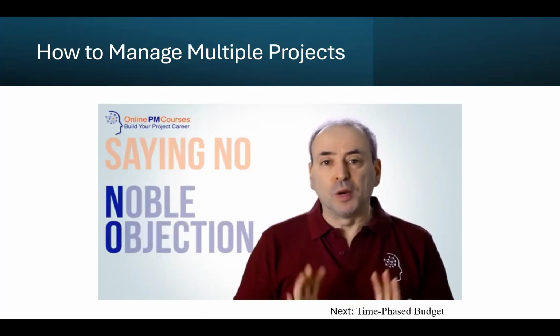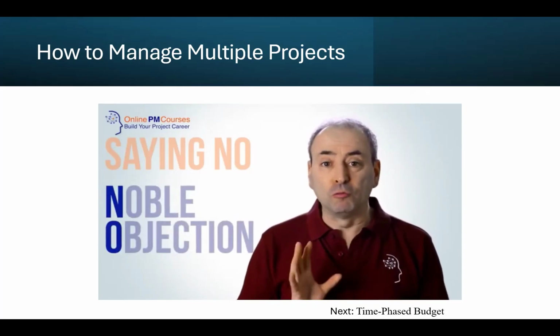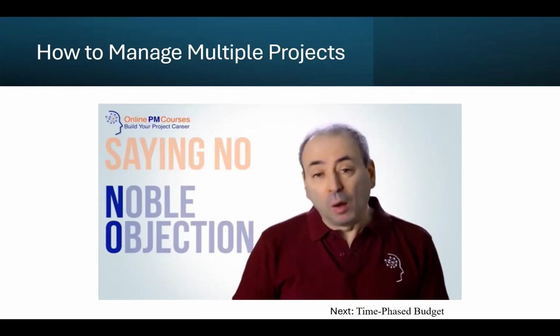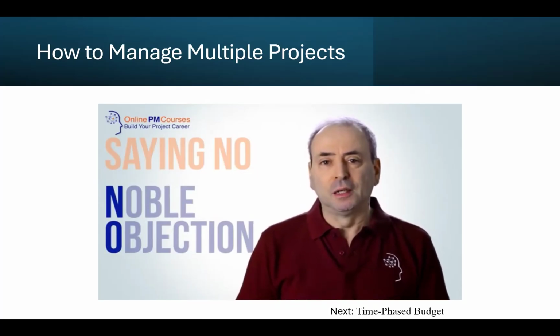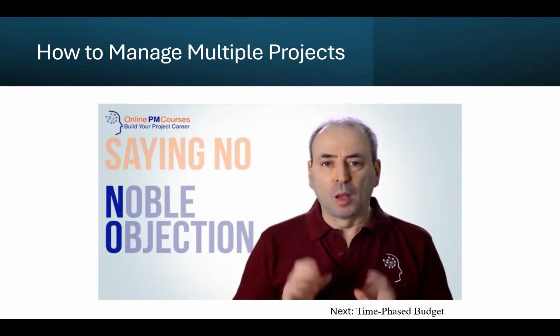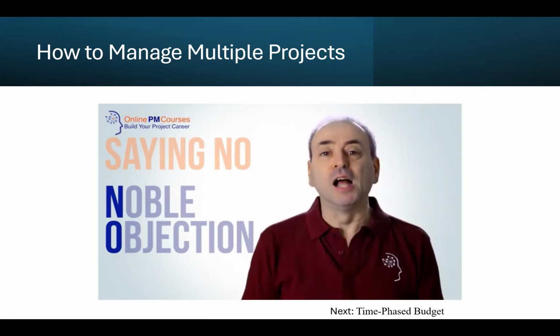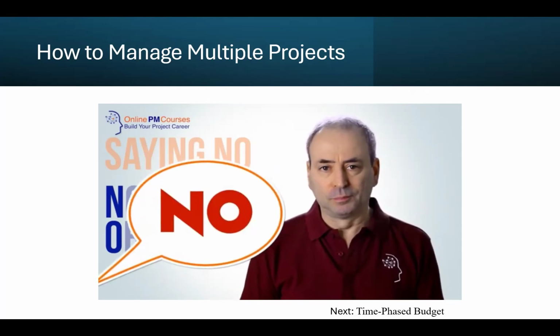Noble objection is when you decline to do something for the right reasons and you decline to do it in a way that is polite, courteous and respectful. And what are those right reasons? Because you have strategic priorities and saying yes would inhibit your ability to deliver more important, more beneficial, higher value strategic priorities. Get good at saying no.